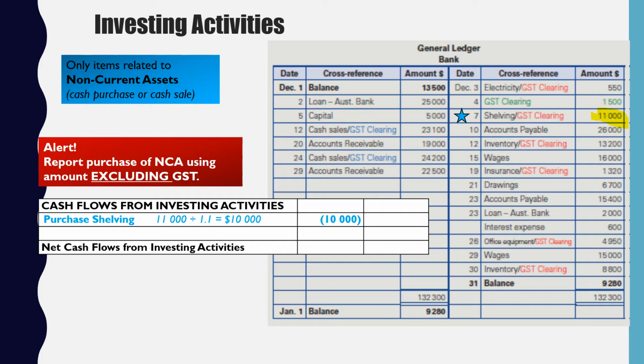Because this is a cash payment or a cash outflow, we therefore write this amount using brackets. We do the same thing for the purchase of office equipment on the 26th of December for the total amount of $4,950. In the cash flow statement, we report the purchase of office equipment using its amount excluding GST, which works out to be a cash payment of $4,500. And because this is a cash outflow, we therefore report this amount using brackets.